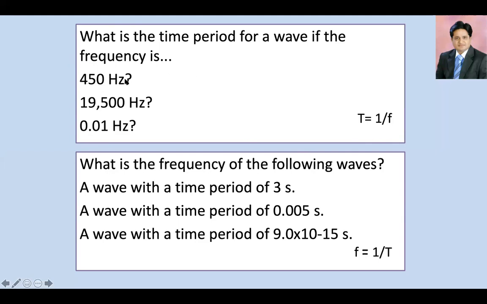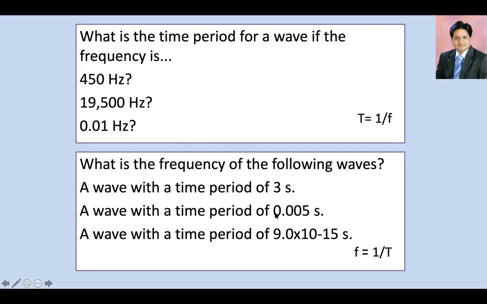So first one, you'll do 1 divided by 450. Second one, 1 divided by 19,500. For the third one, it would be 1 divided by 0.01, and time period will be in seconds. Now, what is the frequency of the following waves? A wave with a time period of 3 seconds. So frequency is 1 divided by time period. So this would be 1 over 3.